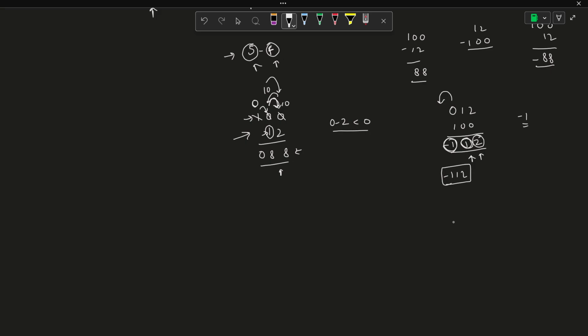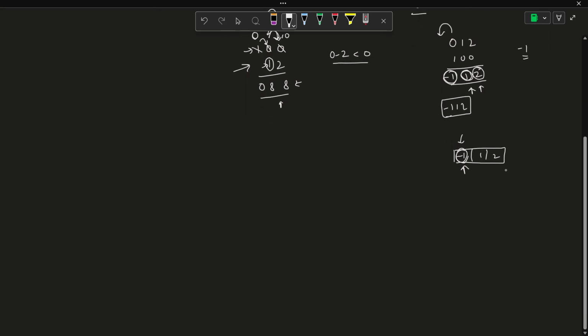So let me just explain what I said. The minus sign that you see here only belongs to this specific digit, not to these particular digits, right? So this minus sign is only for the leftmost digit and not for other digits. So what I can try to do is expand this particular value. It can be written as 2 plus 1 into 10 plus minus 1 into 100, right? So this becomes minus 100 plus 12, right?